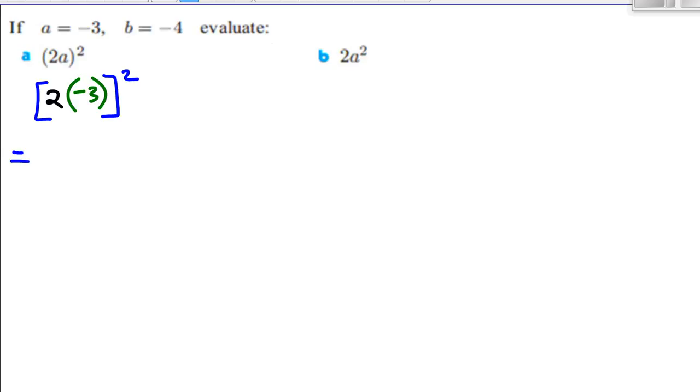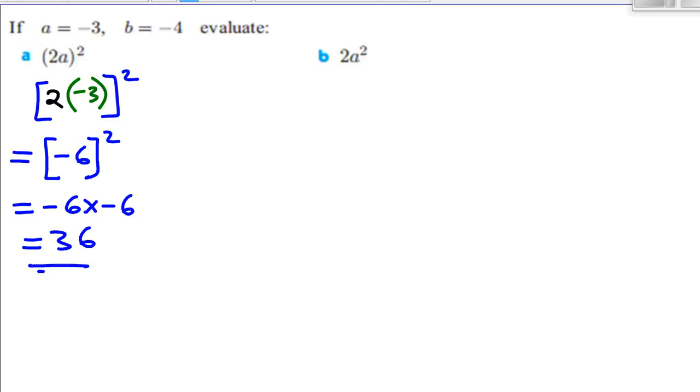Now this will be equal to, if I use those brackets again, 2 multiplied by negative 3 will be negative 6. So this means we have negative 6 multiplied by negative 6, which is just 36. And that's your final answer.